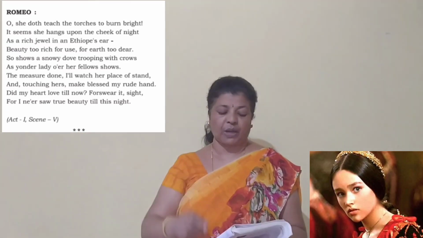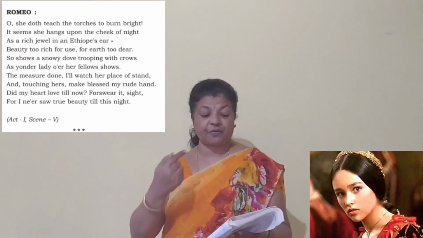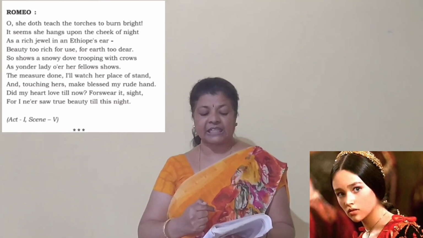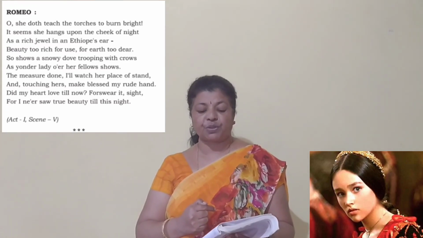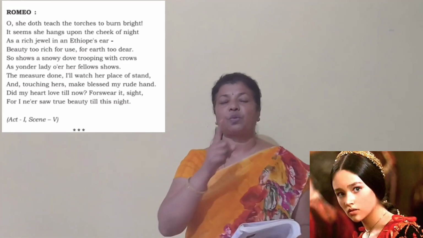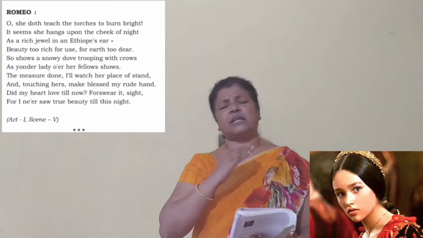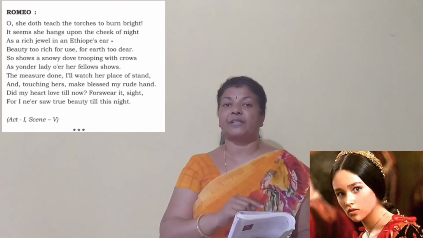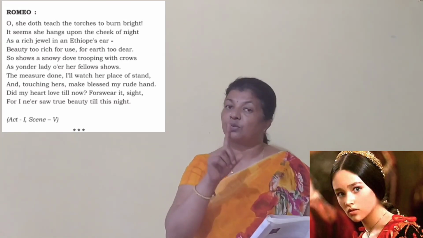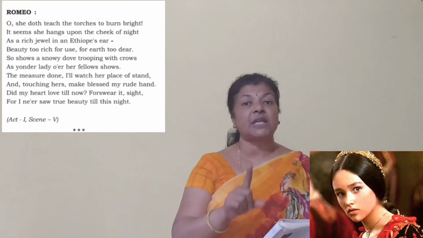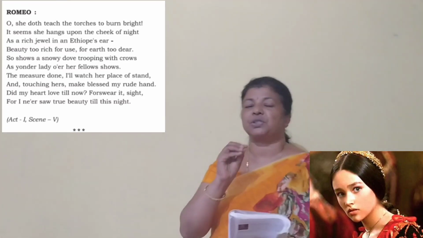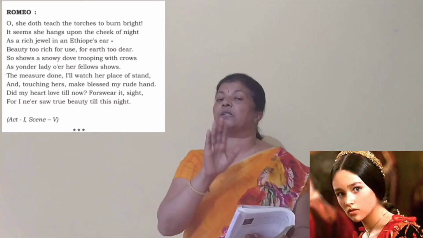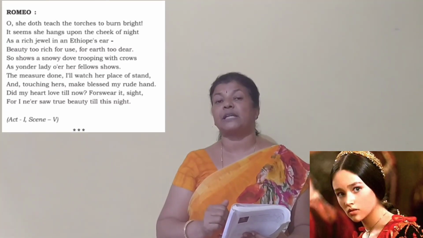His hands are rude hands. Next he's asking a question of himself: did my heart love till now? Forswear it, sight, for I never saw true beauty till this night. Now he's questioning. He was a young boy who had been flirting with many girls. As I said in the very beginning, he had come to the supper to see Rosalind, who was Juliet's cousin. He did not know about Juliet till then.